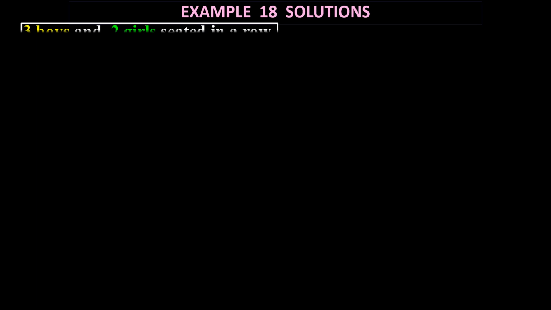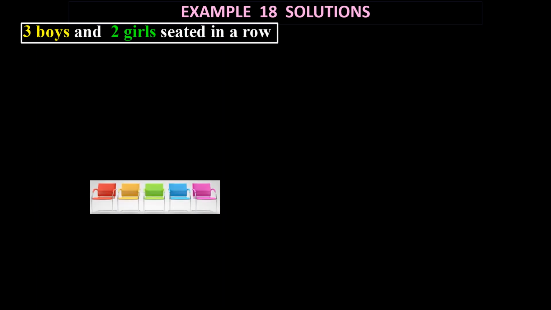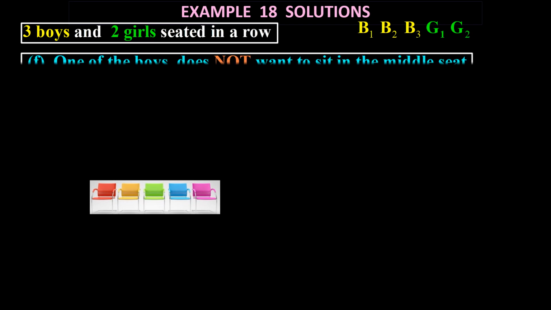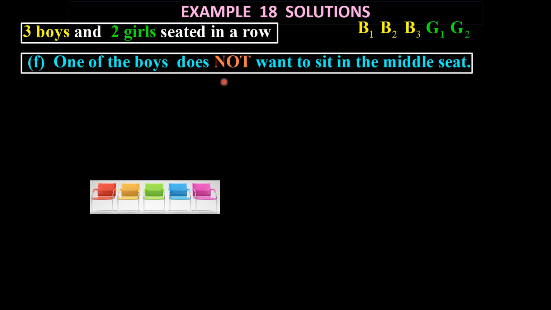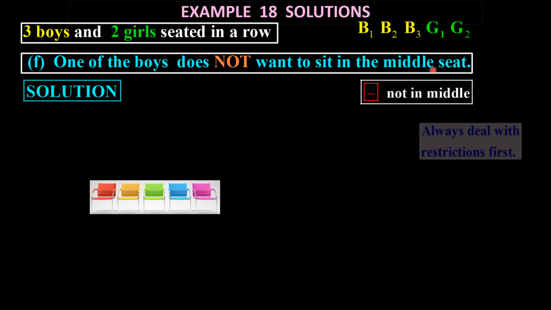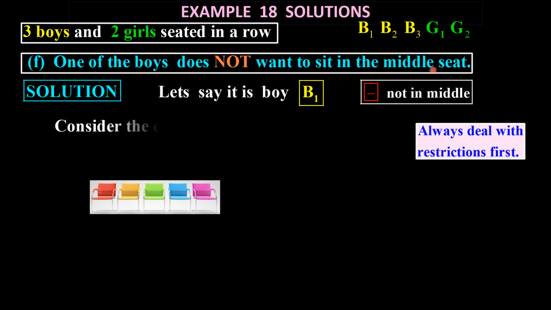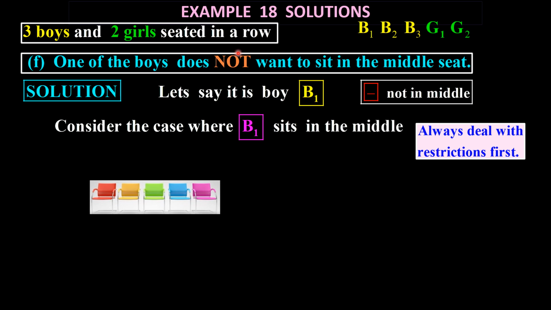Let's look at one more situation of the seating of the 3 boys and 2 girls. This one here, one of the boys does not want to sit in the middle seat. Okay, so let's look at this here. So here we have a negative restriction. Let's say it's boy 1. So when we have a negative restriction, let's do the opposite.